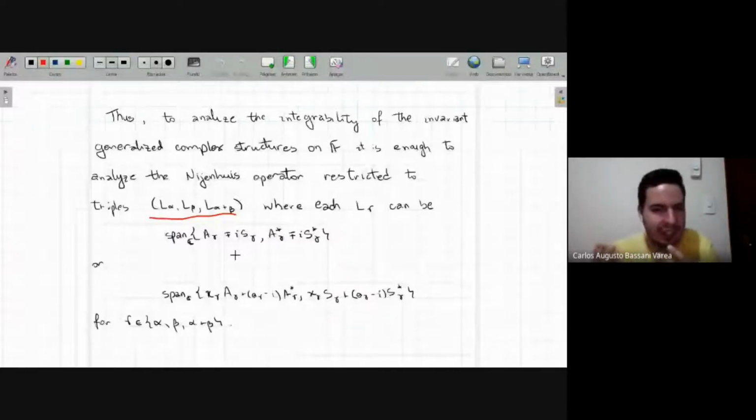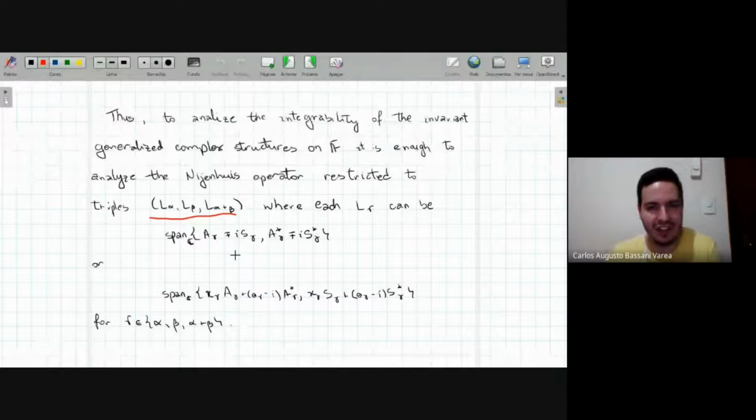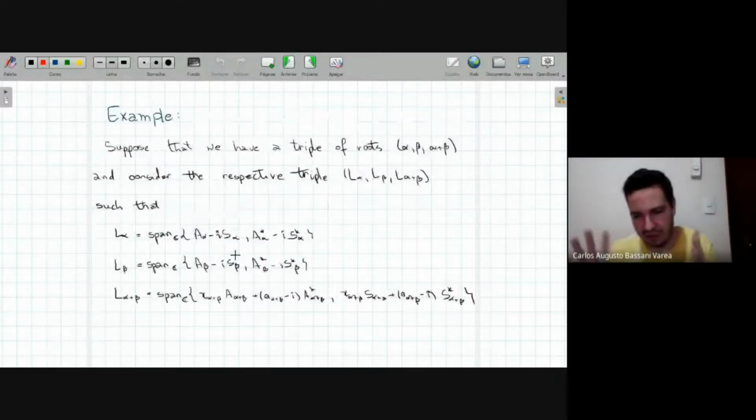What I did was to compute all possible combinations. So we have 3 types for L alpha, 3 for L beta, and 3 for L alpha plus beta, so we have 27 combinations of eigenspaces to restrict our Nijenhuis operator. Okay, so let's do an example to see how it works.